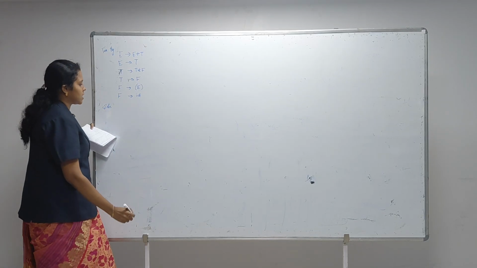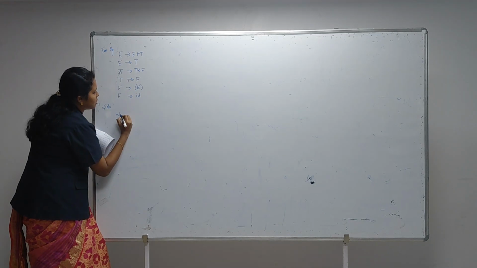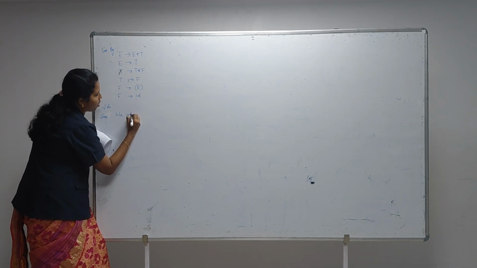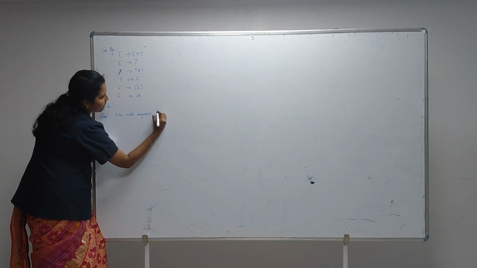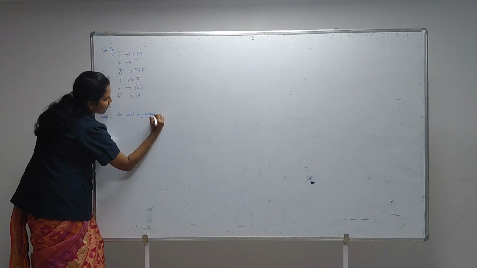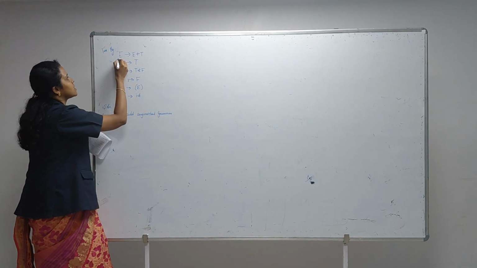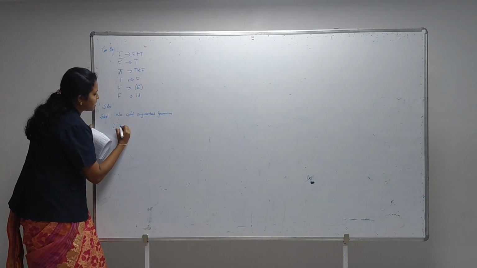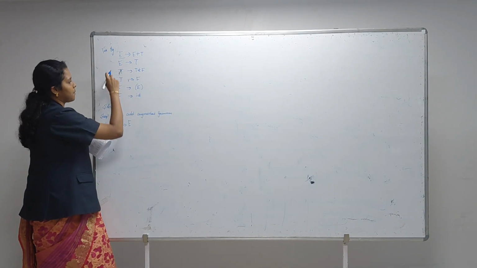So before that, let's start with the solution. First of all, we have to add the augmented grammar for these productions. So first step, we are going to add the augmented grammar. Now we are going to add the augmented grammar for the starting symbol of non-terminal E. So what will be the augmented grammar? E dash tends to E. This is the augmented grammar for these productions.